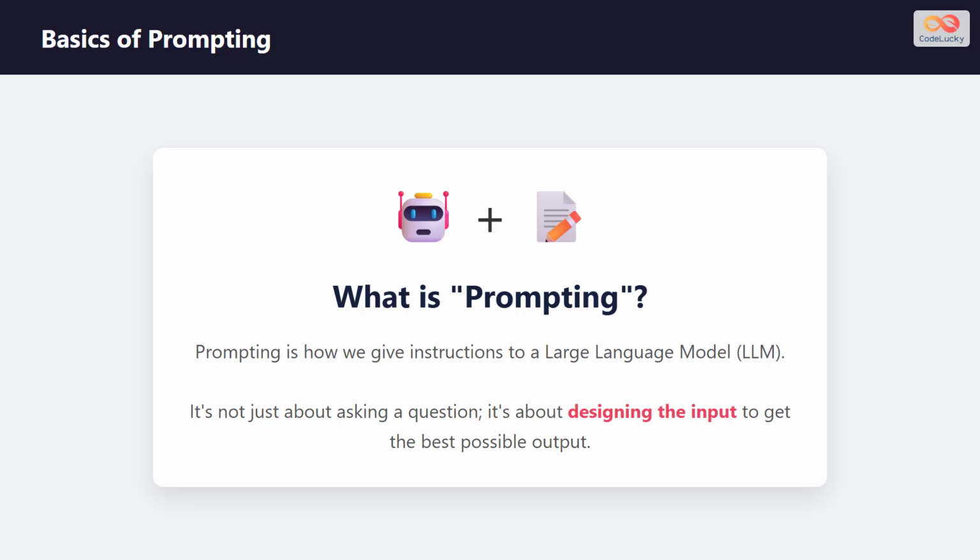First, let's clarify what we mean by prompting. It is not just about asking a question. Prompting is the art of designing your input to guide the artificial intelligence model. Think of it as programming in natural language. The better you structure your instructions, the better the model understands your intent.